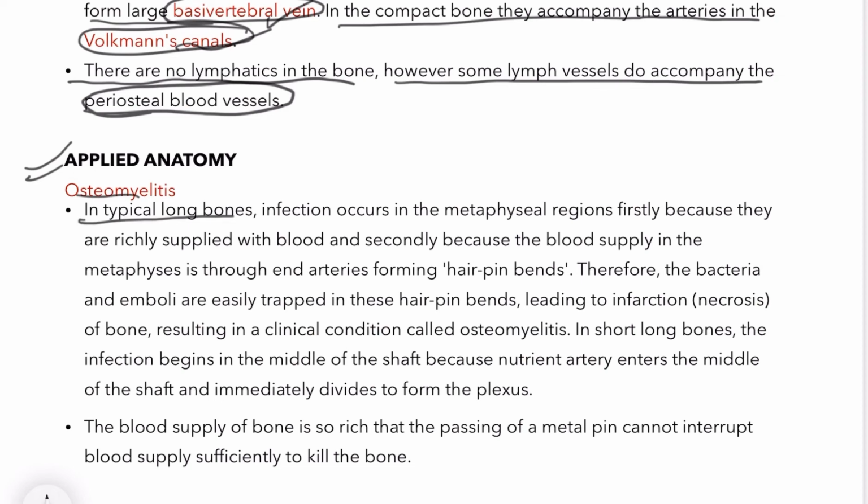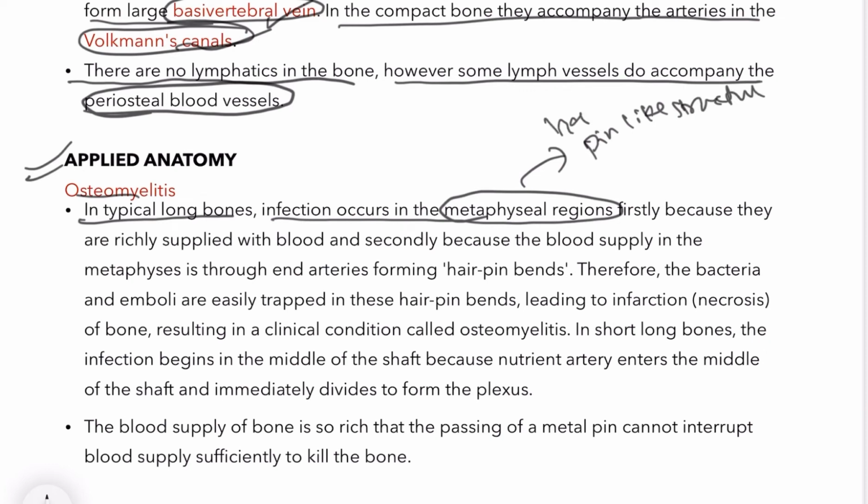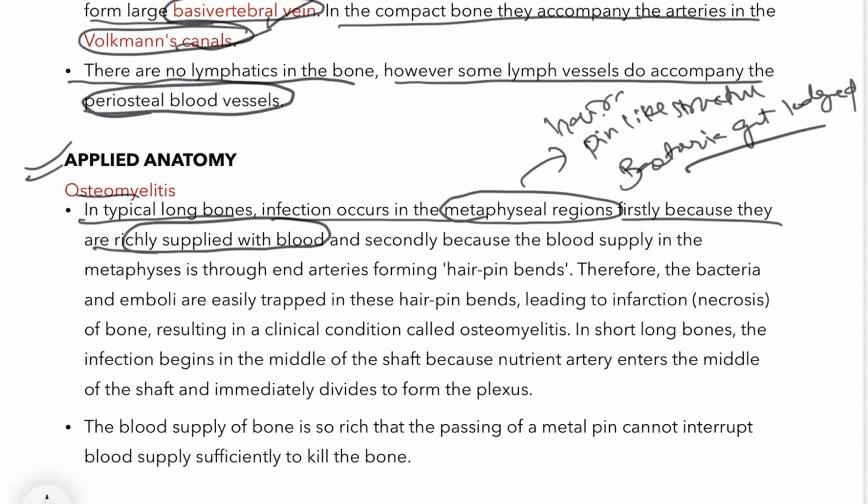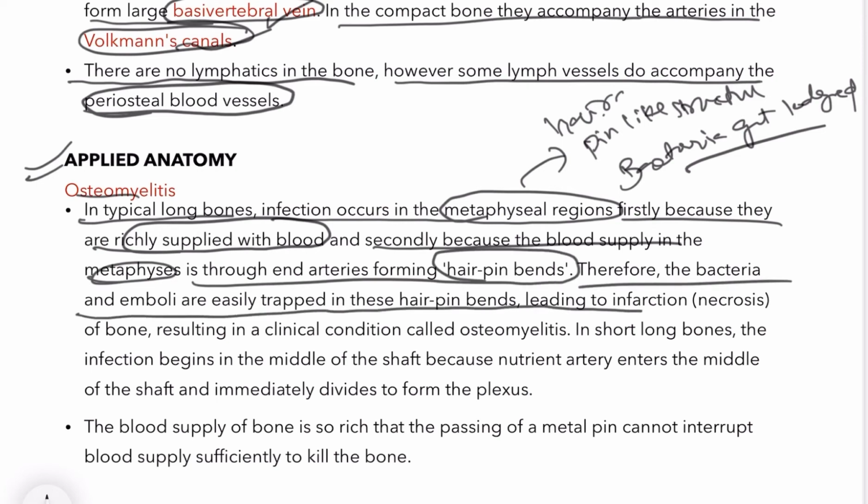In a typical long bone, infection occurs in the metaphyseal region. Why does infection occur in the metaphyseal region? We have seen the hairpin-like structure, where the bacteria get lodged, and that is the highest risk site in the long bone. Firstly, because they are richly supplied with blood, and secondly, because the blood supply of the metaphysis is through end arteries forming hairpin bends. Therefore, the bacterial emboli are easily trapped in these hairpin bends, leading to infarction, that is necrosis of bone, resulting in a clinical condition called osteomyelitis.